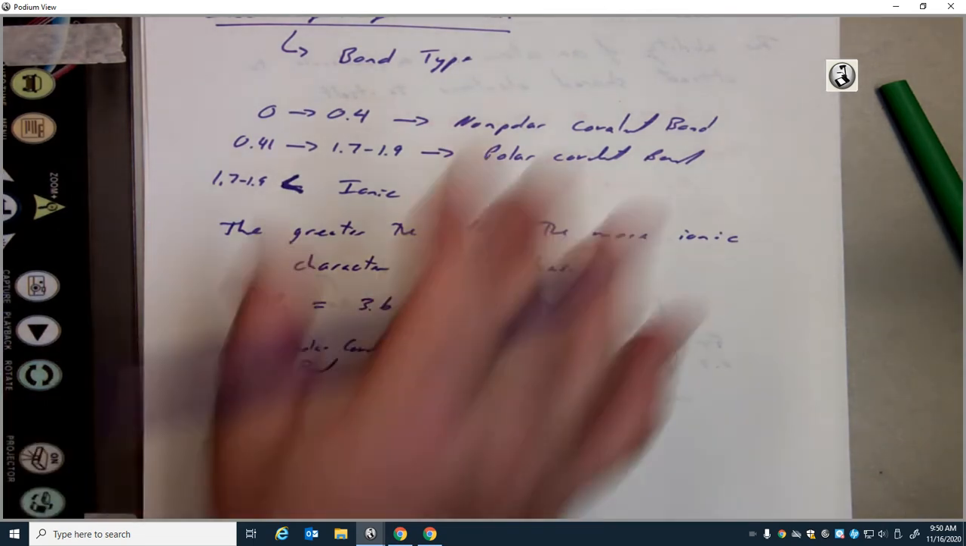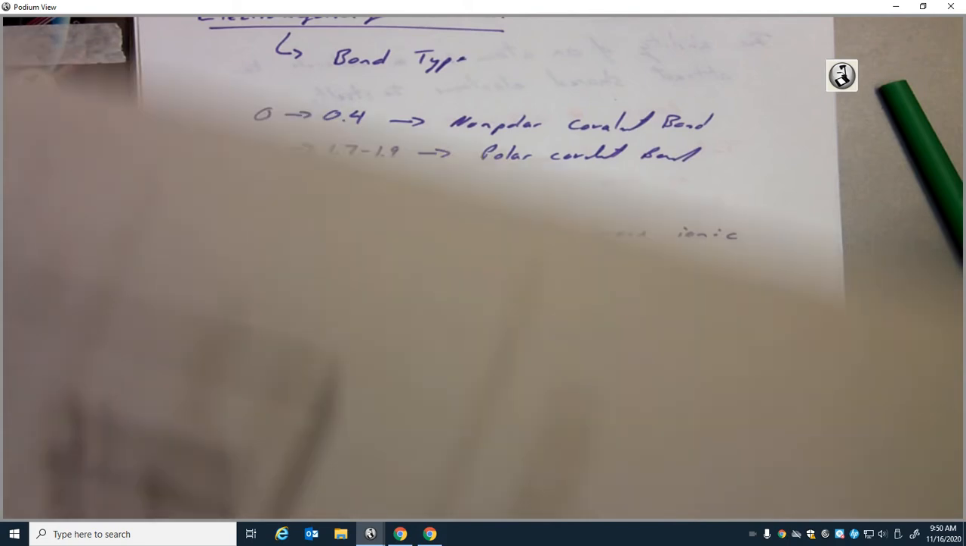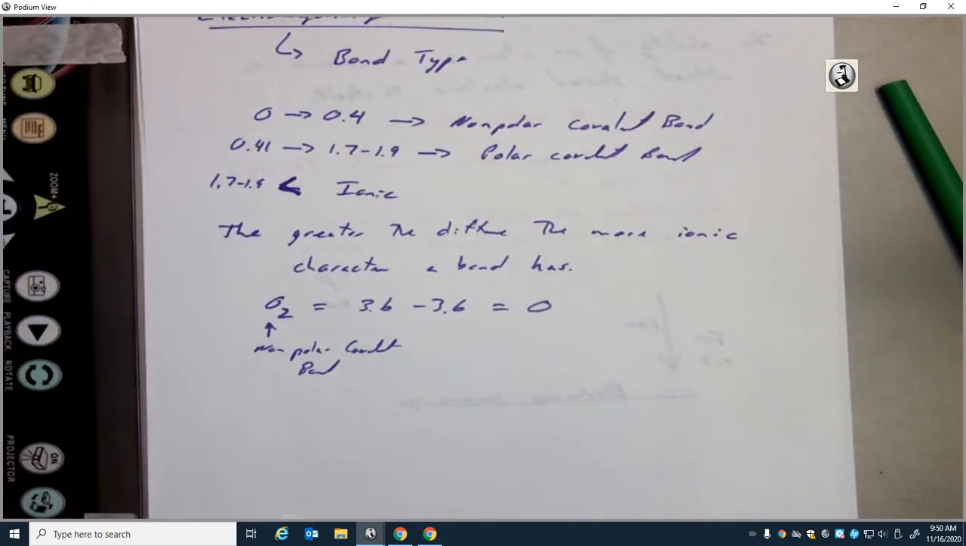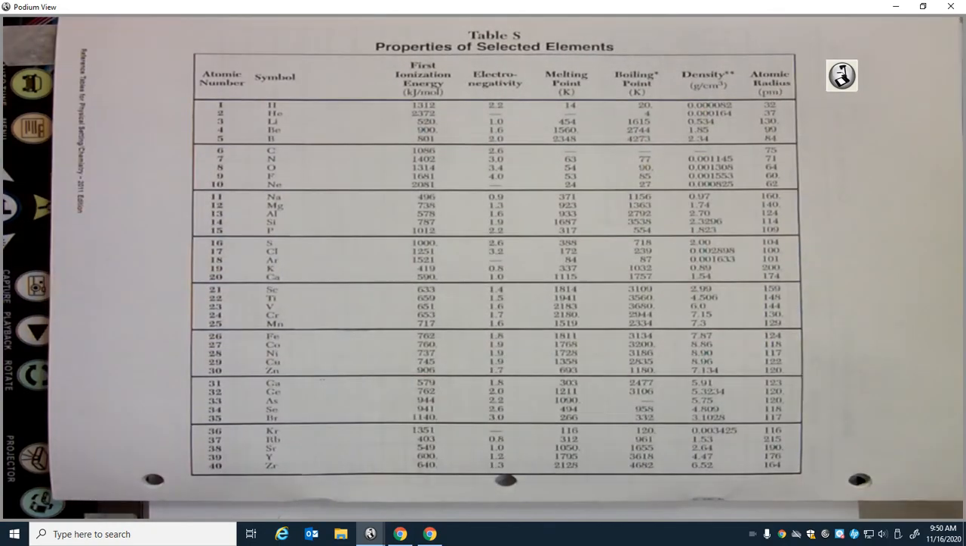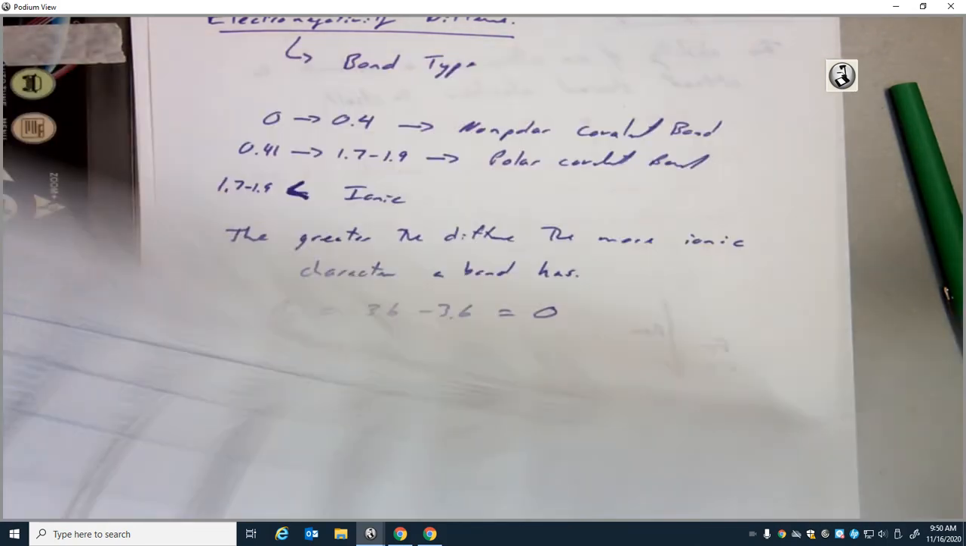Now, there are tables where you can look up these electronegativities. And if you remember back to your reference tables, table S, okay, they're listed for you. Pretty sure they're in the back of the textbook also. So here are your electronegativity values.